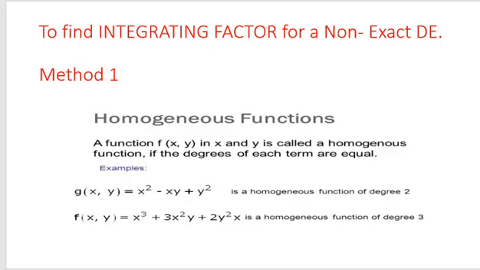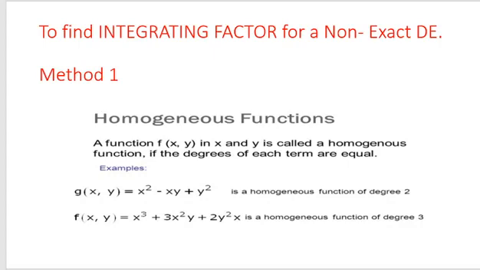A function f(x,y) in x and y is called a homogeneous function if the degrees of each term are equal. That is, a function is nothing but a combination of some terms of x and y. If you consider the degree of each term in that combination, all the degrees must be the same. For example, here I have given you two examples.